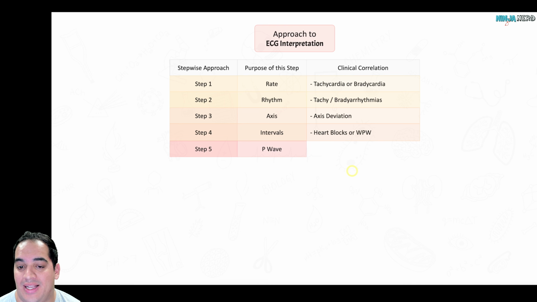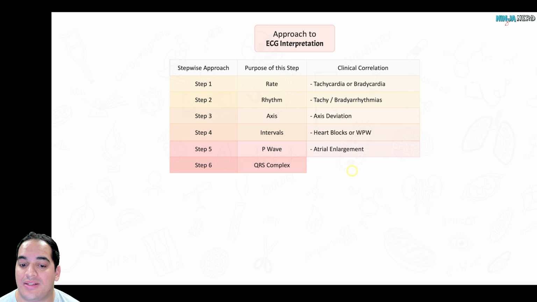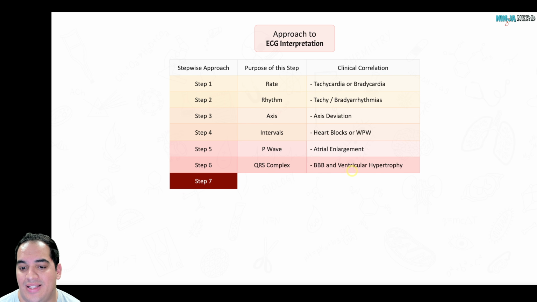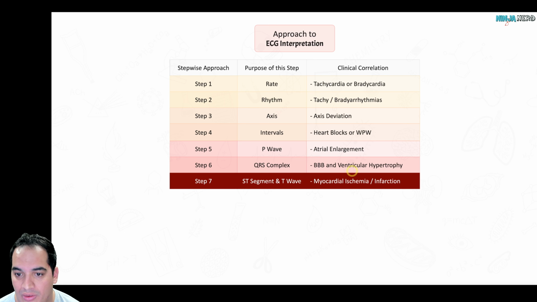I then like to assess the P wave to see if there's any evidence of left atrial or right atrial enlargement. And then I like to look at the QRS complex to see if there's any evidence of bundle branch blocks, like left bundle branch block, right bundle branch block, or ventricular hypertrophy, right or left. And then last, I like to assess the ST segment and the T wave to see if there's any evidence of myocardial ischemia or infarction.